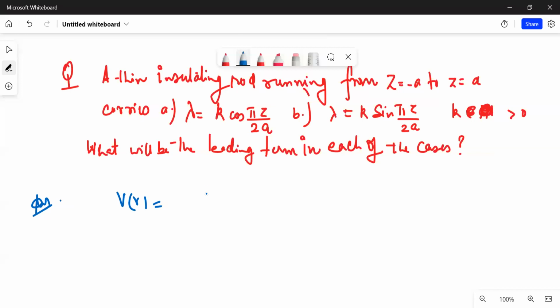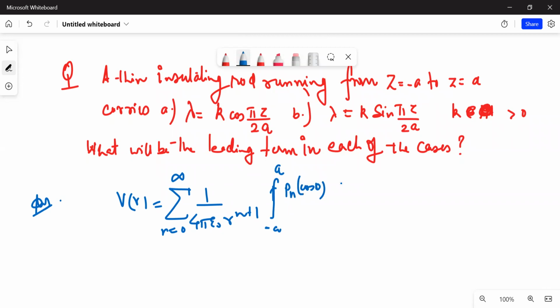So I'll write b as a function of r would be 1 upon 4 pi epsilon naught r to the power n plus 1. This summation n equals 0 to infinity. This will remain as ever. So I don't think there needs change here. And from minus a to a, now we have to be certainly cautious. This would be Pn cos theta into z to the power n, and then there should be lambda as a function of z and dz. Is that clear? So instead of dq, you have this. Instead of r dash to the power n, you have z to the power n, this Pn cos theta. Is that clear?